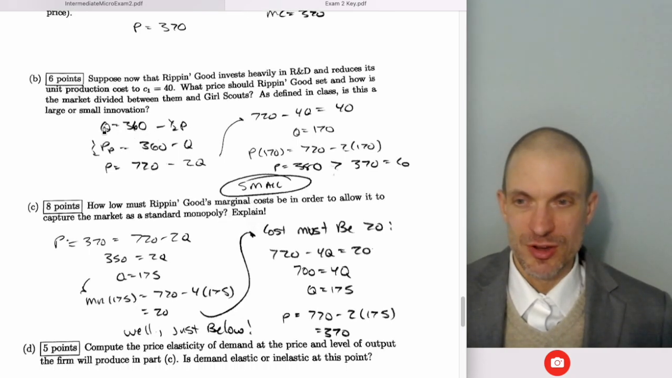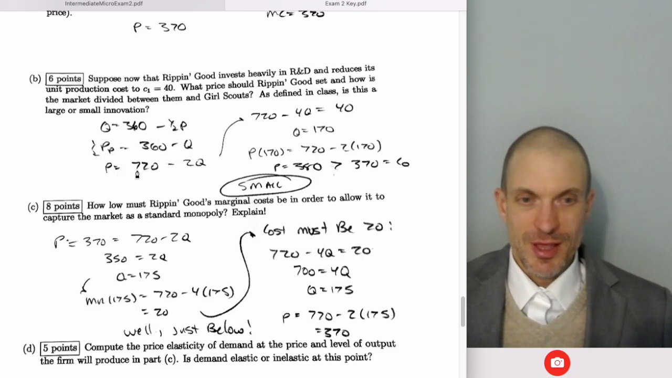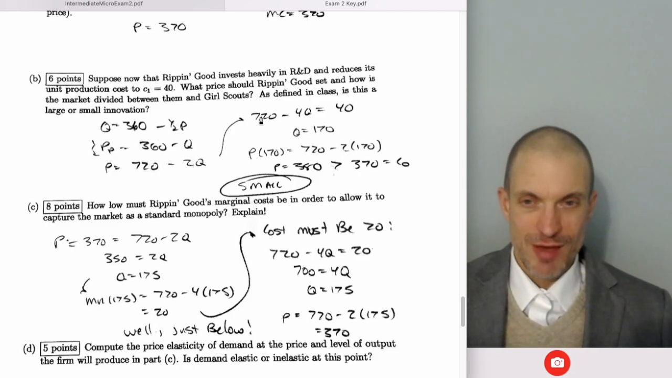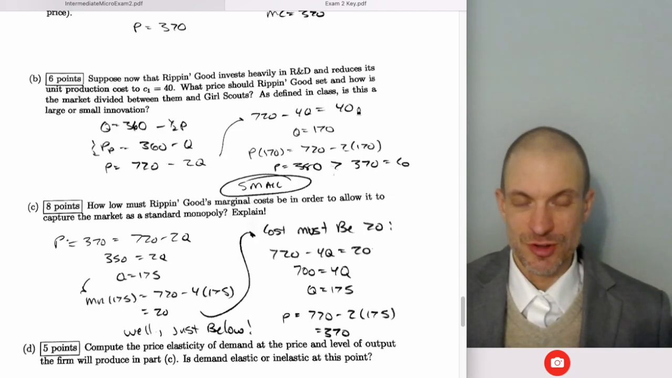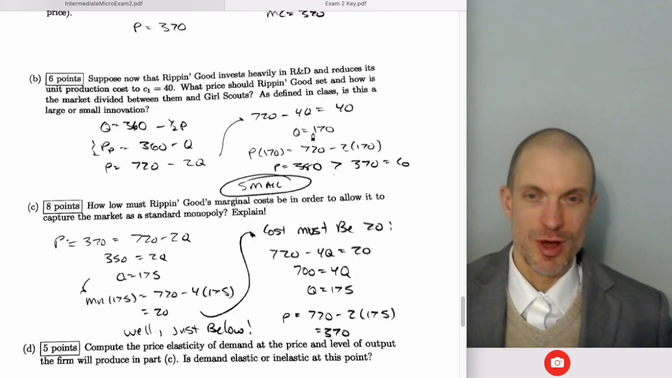So what I'm going to do is start with my demand and solve for P. This will give me my inverse demand. If this is my inverse demand, my vertical intercept is 720. My slope is 2. Marginal revenue will have the same vertical intercept but twice the slope. Set this equal to 40, which is my marginal cost. Solving, I'll get a quantity of 170. Finding the associated price gives me a price of 380.